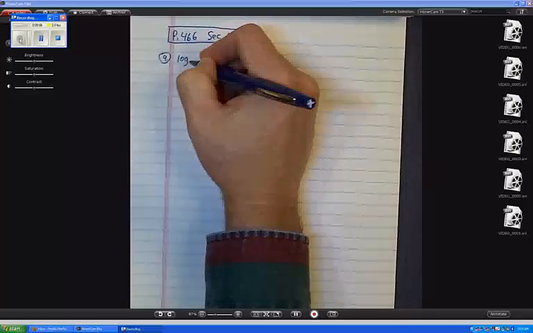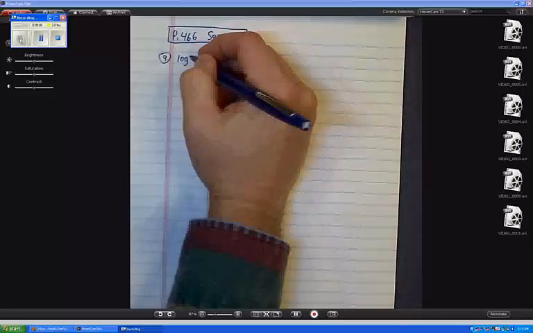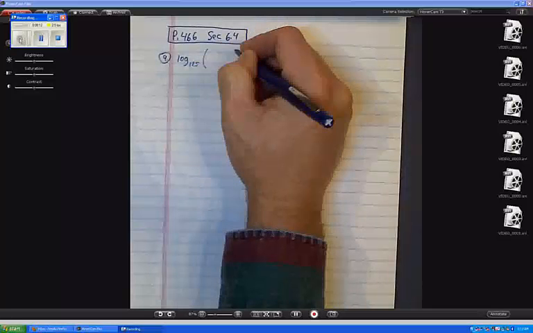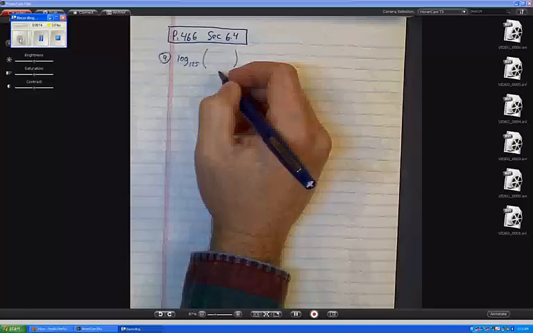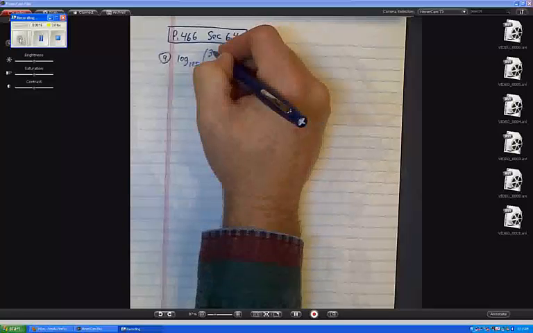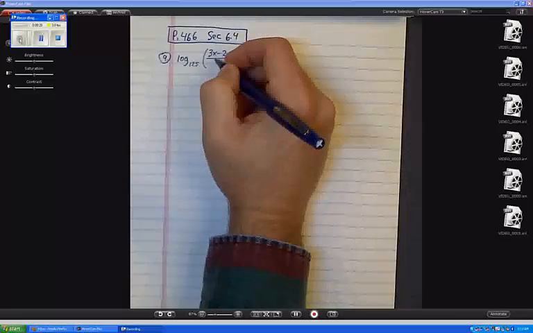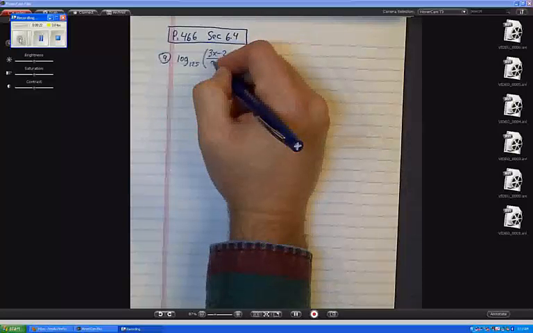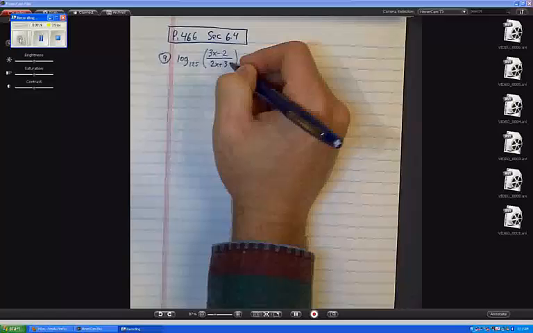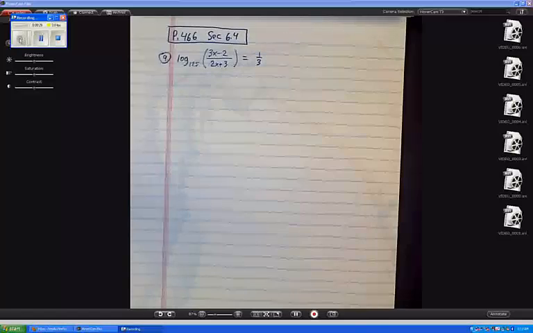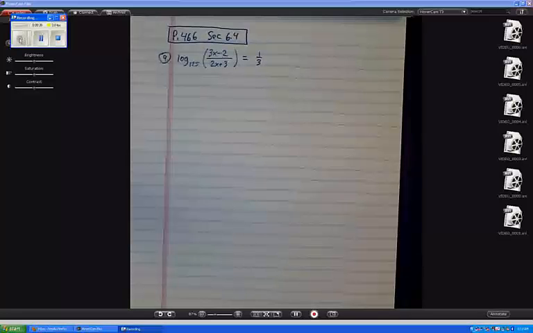It says log base 125 of (3x minus 2) over (2x plus 3) equals 1/3. Okay? So again, what are my steps?